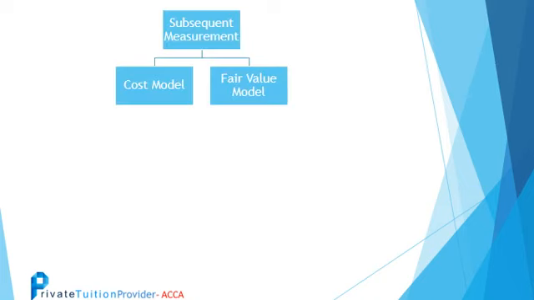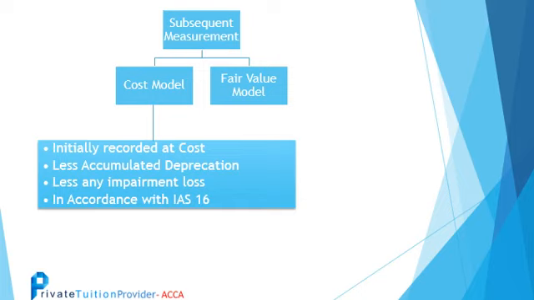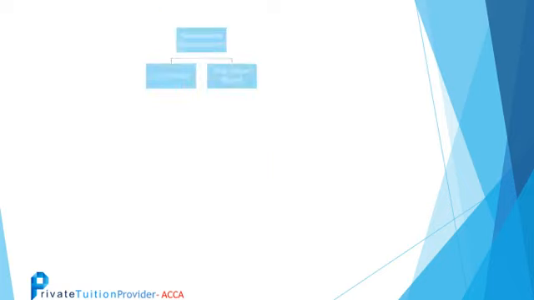There are two models, cost model and fair value model. Firstly, we will look at the cost model. In this model, it is initially measured at cost, less accumulated depreciation, less any impairment loss in accordance with IAS 16. Now have a look at fair value model.